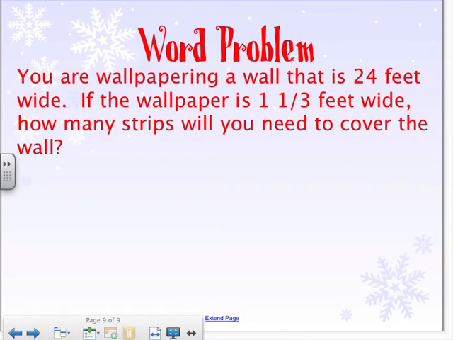All right, go ahead and try this one on your own, and then hit play to check your work. All right, so you are wallpapering a wall that is 24 feet wide. If the wallpaper is 1 1/3 feet wide, how many strips will you need to cover the wall?